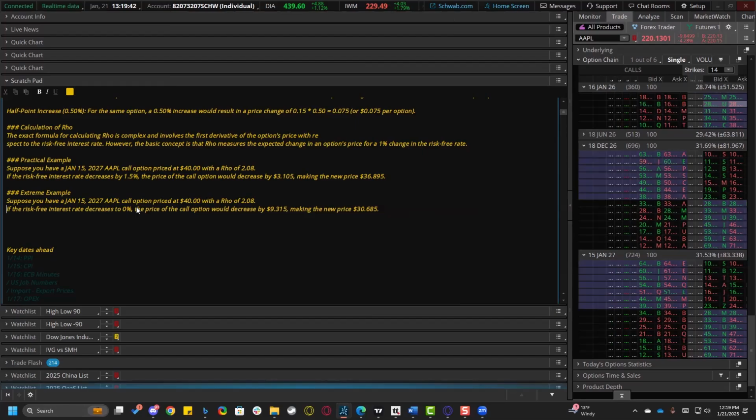and they drop interest rates all the way to zero with a Rho of 208 and an option priced at $40, that option would drop $9.31, giving it a new price of $30.68. That's pretty extreme, right? And you may be thinking, come on, Sig, that's almost a $10 move in the option. I would want to know that. I get it, but think about the idea that if we had a COVID style event, the price of Apple would drop significantly anyways, and the calls would be demolished anyways because of the drop in the stock, right?